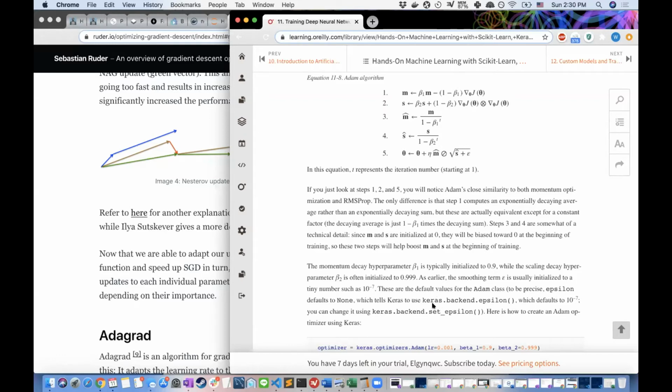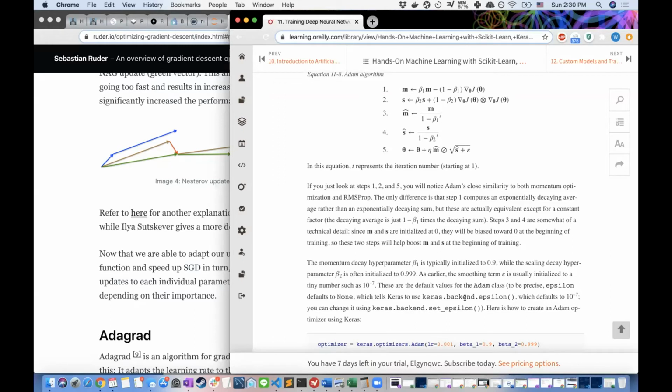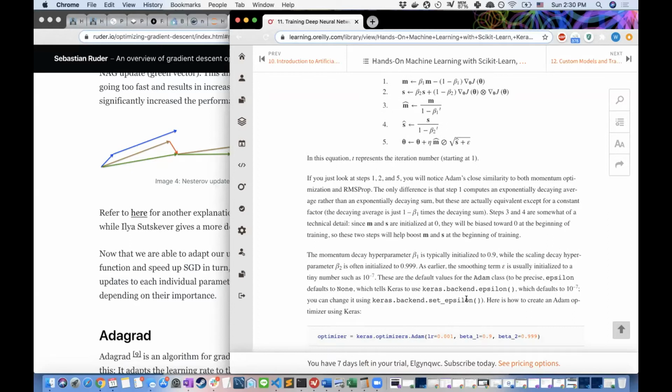To be precise, epsilon defaults to None, which tells Keras to use keras.backend.epsilon, which defaults to 10 to the power of -7. You can change it using keras.backend.set_epsilon. Here's how to set it.